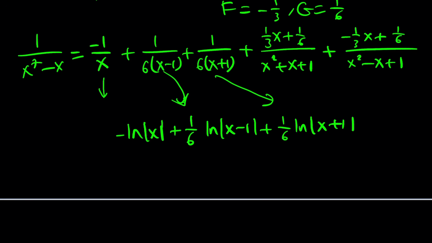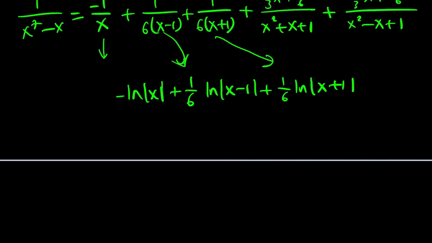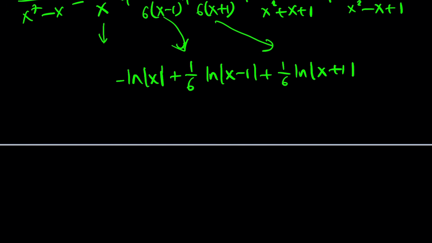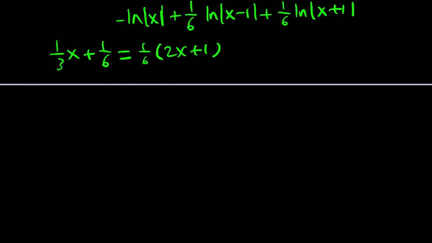Now, what about the quadratic terms? We can write the quadratic terms this way: we have 1/3 x plus 1/6. So 1/3 x plus 1/6. Notice that we can factor out 1/6 and write the inside as 2x plus 1. And this is important. You know why?